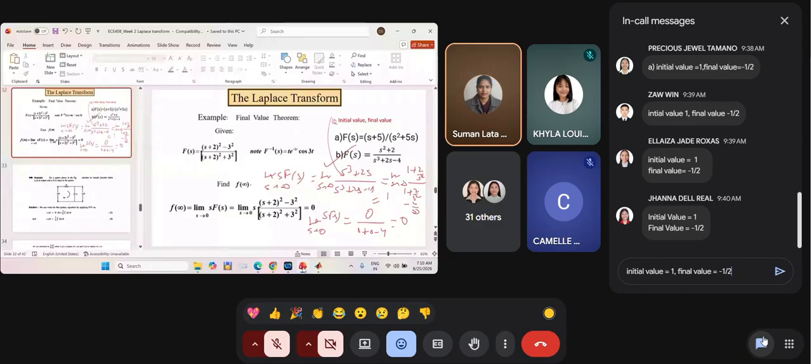1 is okay. Minus 4, so minus 4 by s cube. No, the first one is correct. What about the second one? s F(s), s cube plus 2s, and s is also not going to cancel out. So it will be 0.